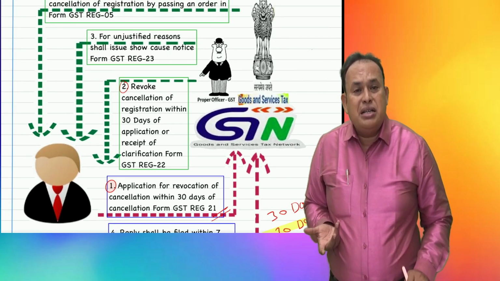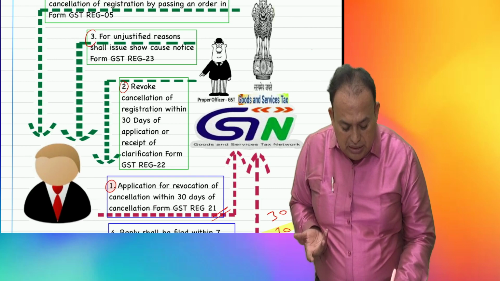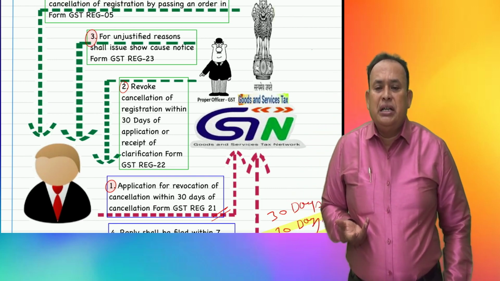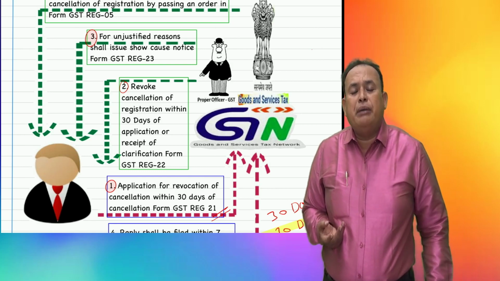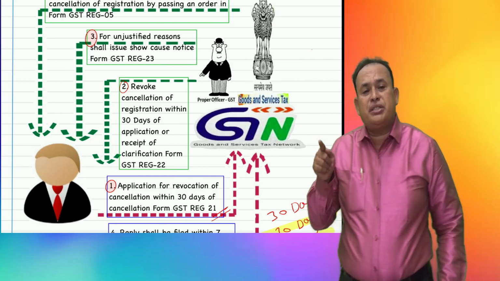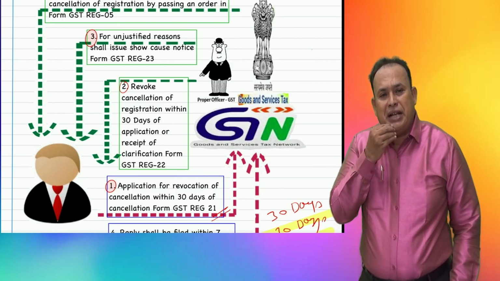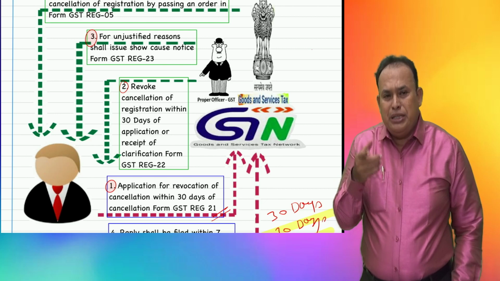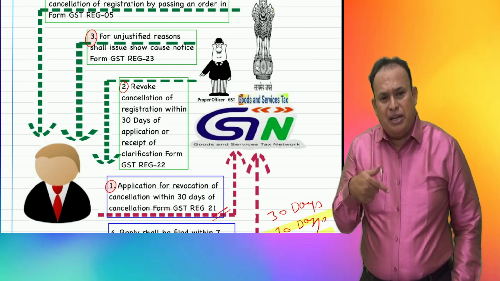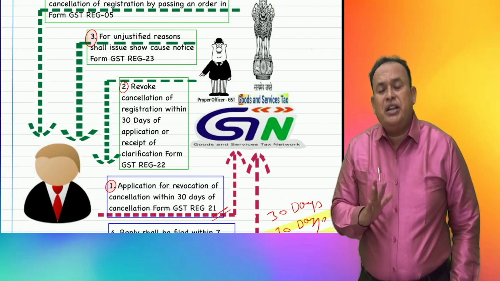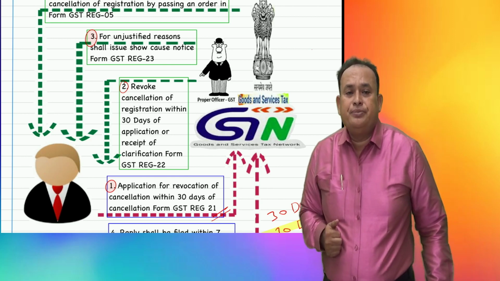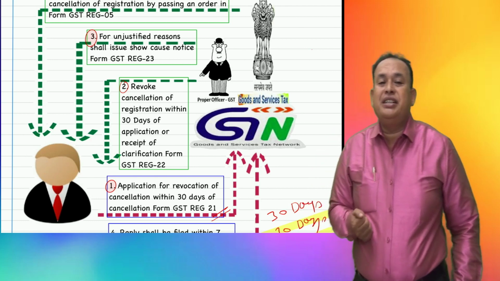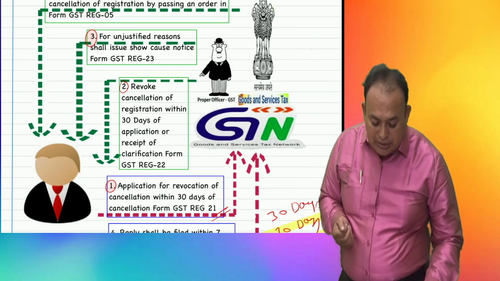Otherwise, in non-satisfied cases, for unjustified reasons, the officer shall issue a show cause notice, form GST REG 23. Hey mister, you applied for the revocation of cancellation of registration, REG 21. Please show these and give the clarifications. Then if I am satisfied, I will revoke your cancellation. Like that, a show cause notice can be issued, form GST REG 23. You have to reply to that. Step 4.